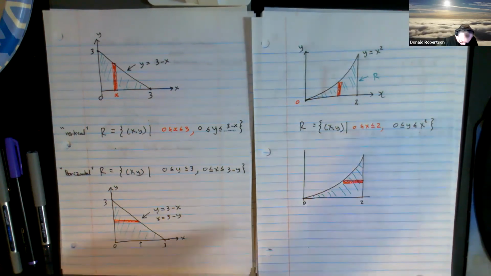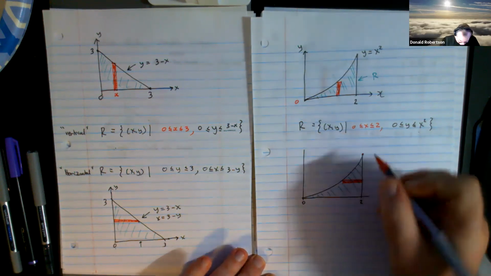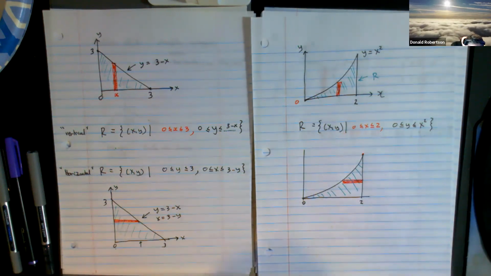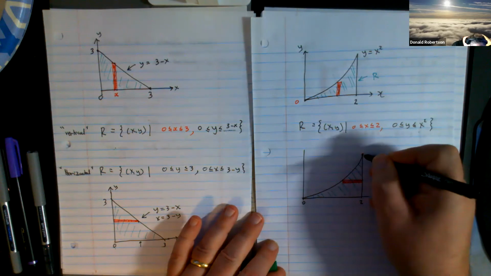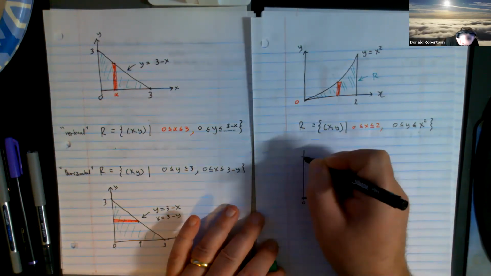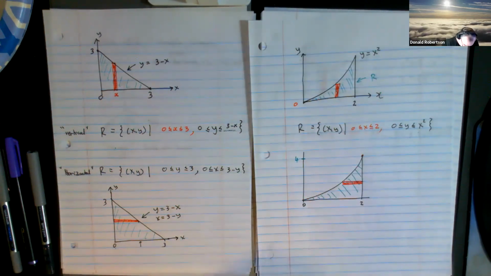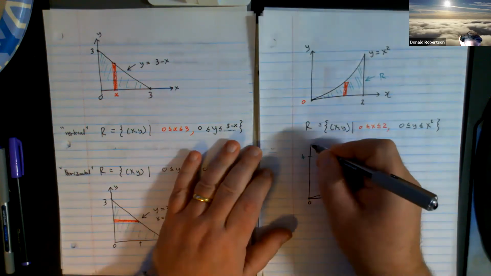So let's go horizontal on that. Now, this is not as obvious as you think. Firstly, are you all happy about why I know the y coordinate of this point is 4?